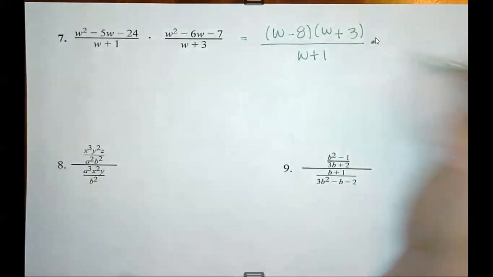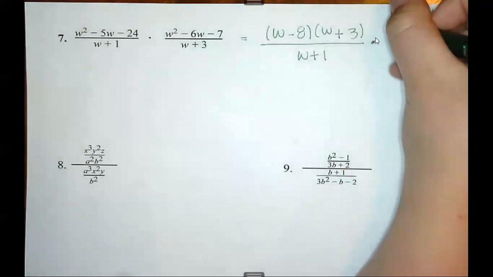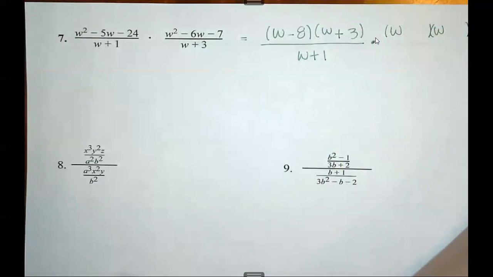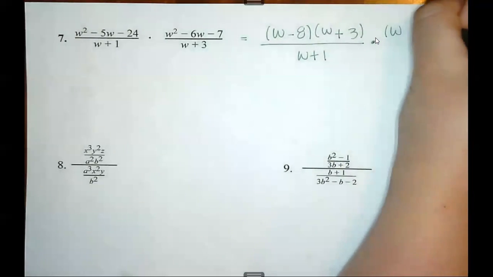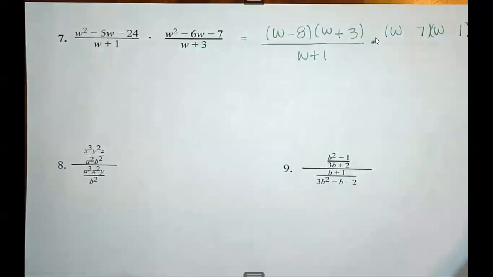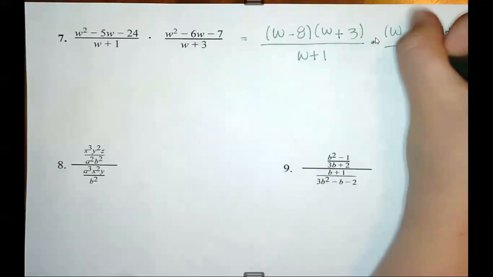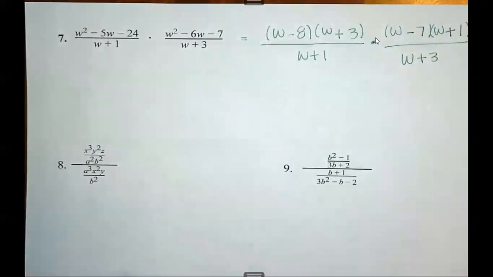Times, I'm also going to factor the top of this one. So I would have 2 sets of parentheses, both starting with that w. I need something that multiplies to give me negative 7, adds to give me negative 6. Well, the only thing that multiplies to give you 7 is 7 and 1. And if you want to add to get negative 6, the 7 is negative, the 1 is positive. And this is all over w plus 3.